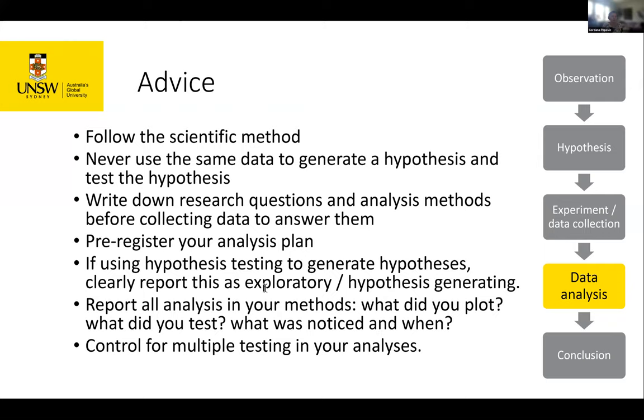And you should report everything you do in your methods. Methods are often so, so short when I read people's methods, and it obviously isn't everything they did. So, what did you plot? What did you test? Well, write down all the tests that you did, all the results. At what point did you notice a pattern? Was it before the study started? Was it after you plotted the data? Was it in the post hoc section? That's what should be in your methods. And you should also control for multiple testing, as a side note.